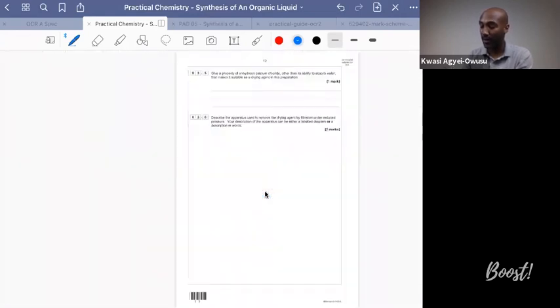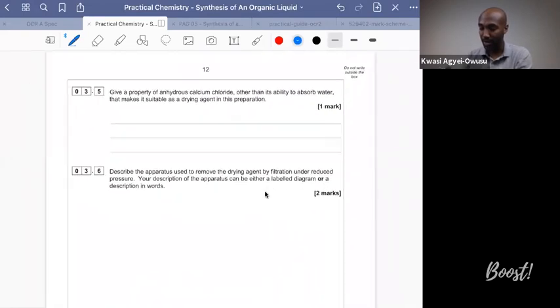Okay, so there's a final question on practical technique here. It says, give a property of anhydrous calcium chloride other than its ability to absorb water that makes it suitable as a drying agent in this preparation. It is insoluble. Okay, so it will not contaminate your product by dissolving in it. Okay, so it is insoluble in product and water. Okay, so that gets rid of any small amounts of water. It absorbs that water and clumps up.